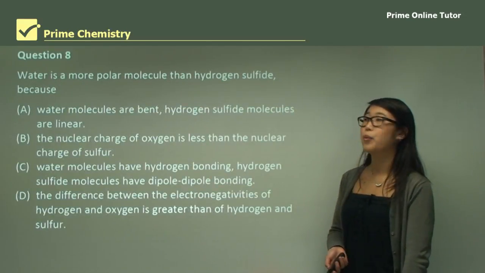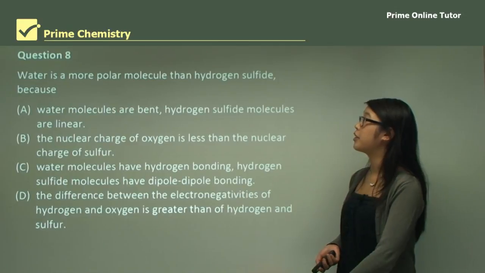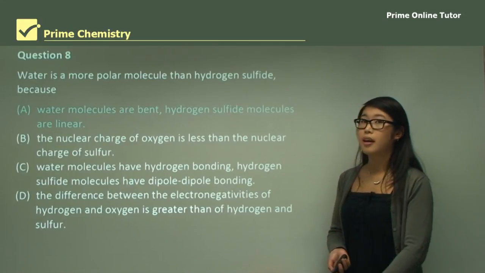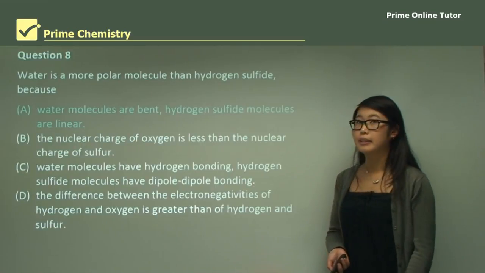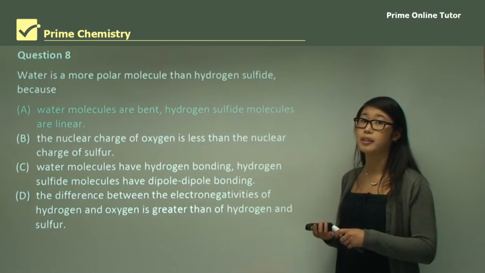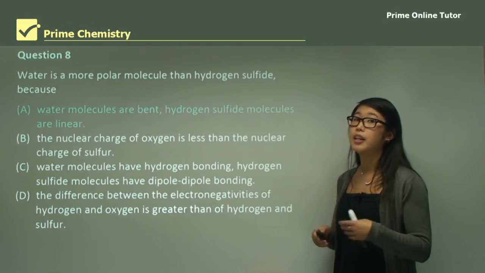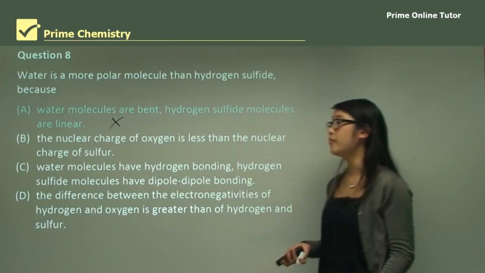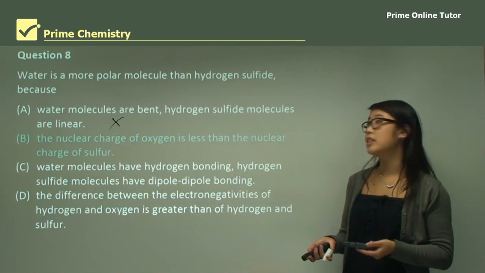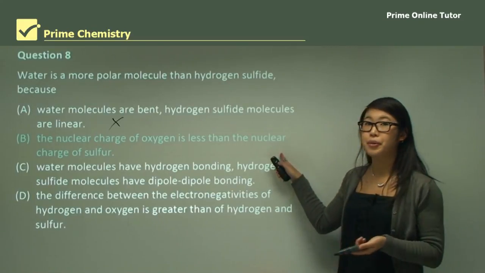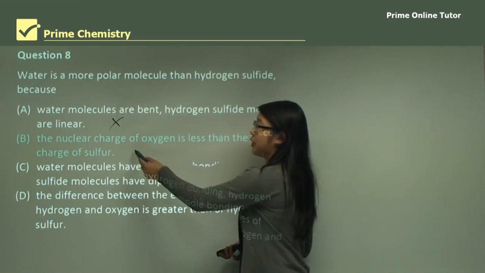So question 8, water is more polar molecule than hydrogen sulfide because A, water molecules are bent, hydrogen sulfide molecules are linear. This isn't the case because we know that hydrogen sulfide has 2 sets of lone pairs. This means it looks like water, and therefore it's also going to have a bent shape. So this one is incorrect. B, the nuclear charge of oxygen is less than the nuclear charge of sulfur. It's not. They're all in the same group, so that means it's going to have the same charge.